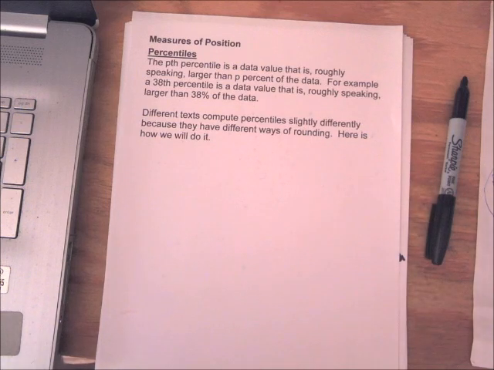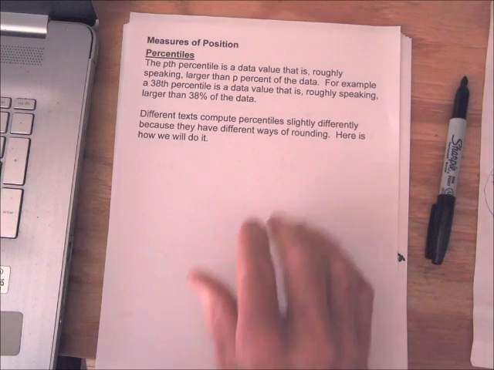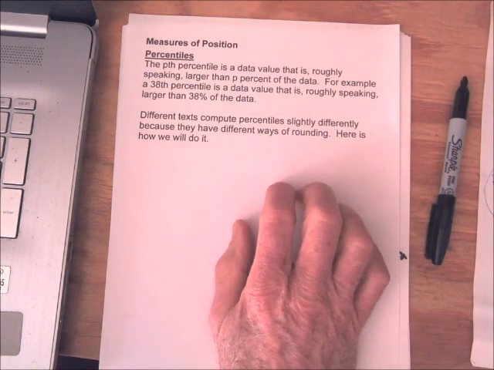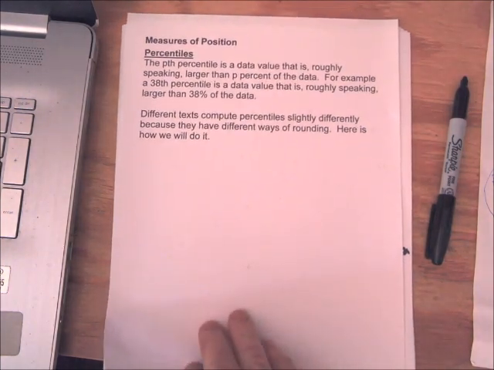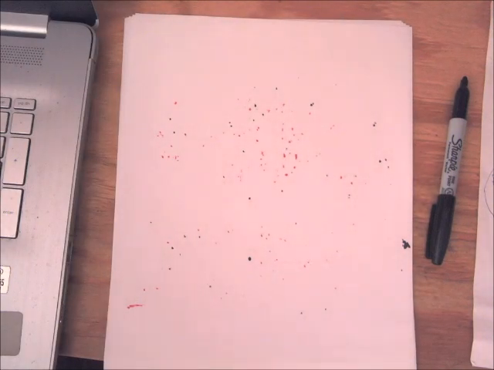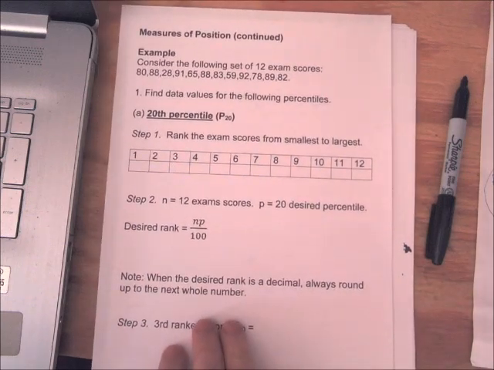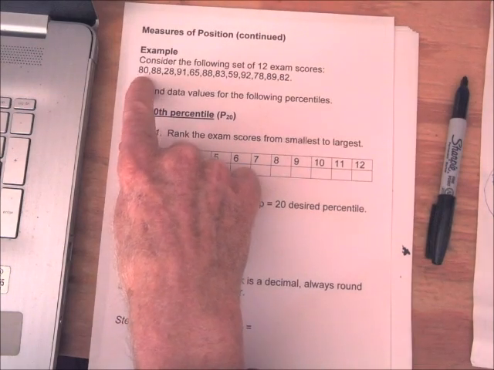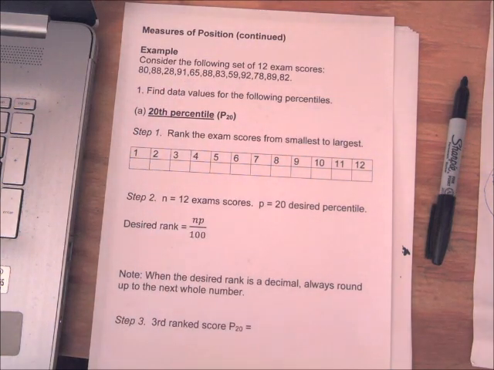Different texts have different ways of computing percentiles, so you may get a different answer depending on which method or which text you're using, especially for the smaller data sets. But anyway, I'm going to go over the method that we will be using. So I'll give you an example. We have 12 exam scores: 80, 88, 28, 91, 65, and so forth. And we want to use these to compute percentiles.